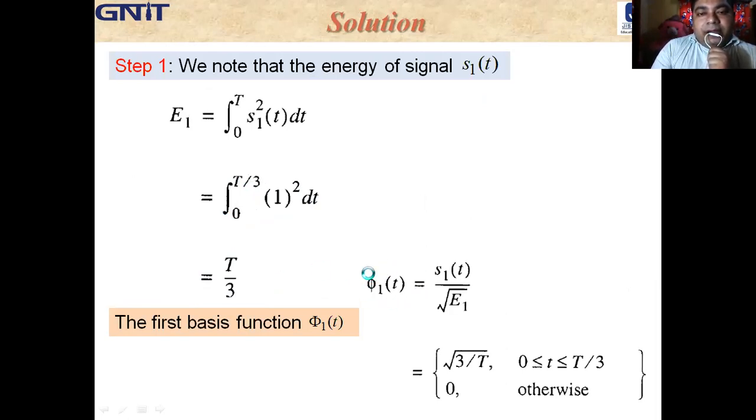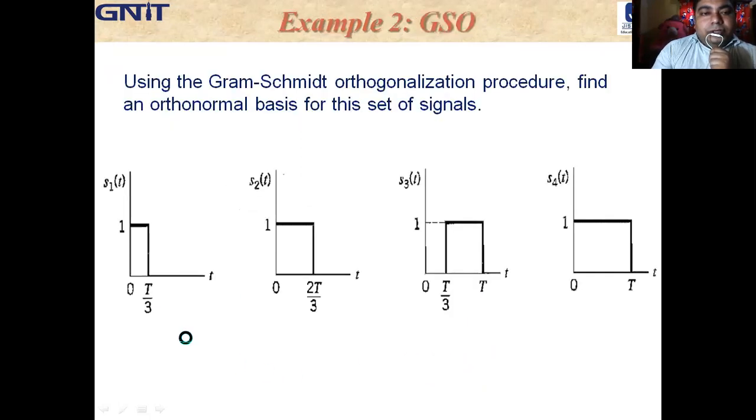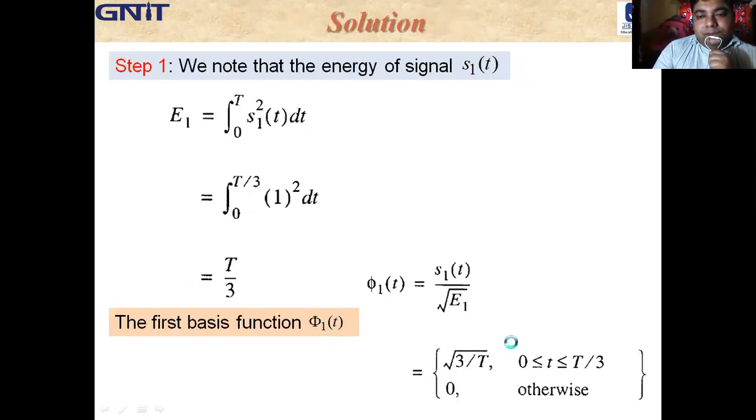So phi 1(t) is basically S1(t) divided by root over E1, the first basis function phi 1(t). S1(t) is 1 and root over E1 is actually root over T by 3. So phi 1(t) is root over 3 by T, where t belongs to 0 to T by 3, as S1(t) belongs to 0 to T by 3, and otherwise it is 0.